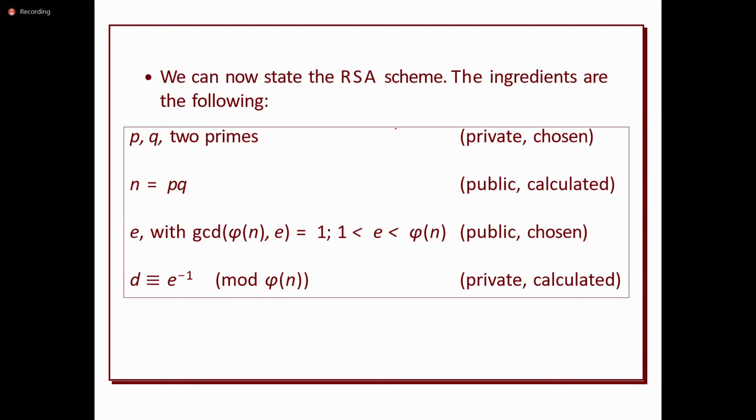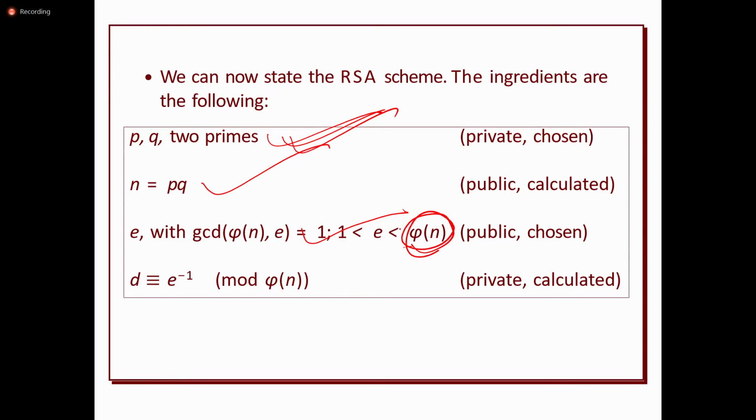Whatever we discussed till now: if the sender wants to send a message to the receiver, the receiver has to give the public key to the sender. So the receiver has to select two prime numbers, then calculate the product, and then calculate Euler's totient function, that is phi of n, which is (p minus 1) into (q minus 1). Then the receiver has to select E, where GCD of E and phi of n should be 1. This condition should be satisfied.